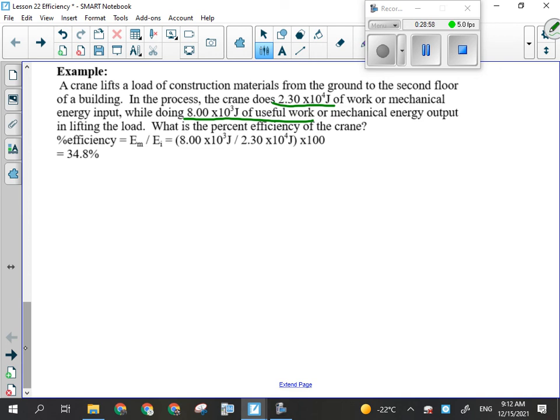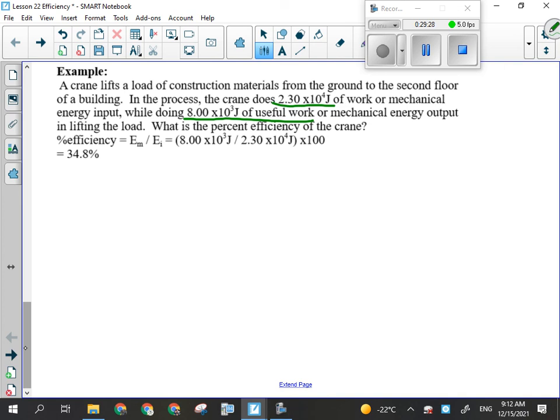Okay, a crane lifts a load of construction materials from the ground to the second floor of a building. In the process, the crane does 2.30 times 10 to the 4 joules of work, or mechanical energy input, while doing 8.0 times 10 to the 3 joules of useful work, or mechanical energy output.